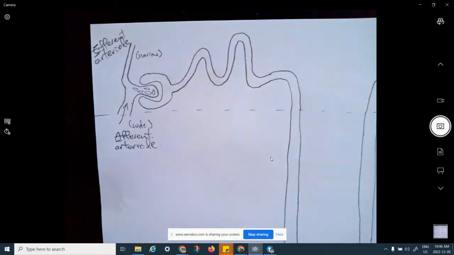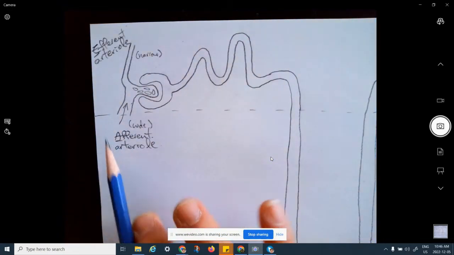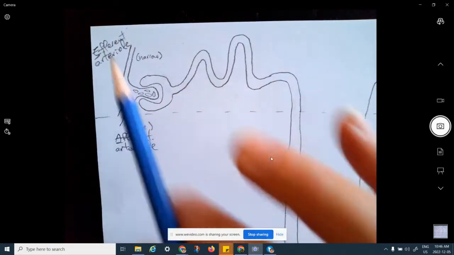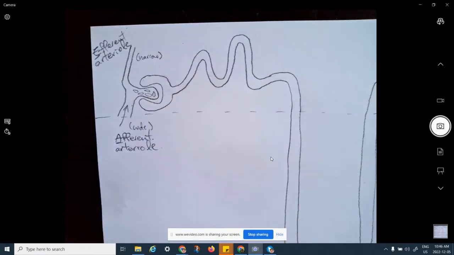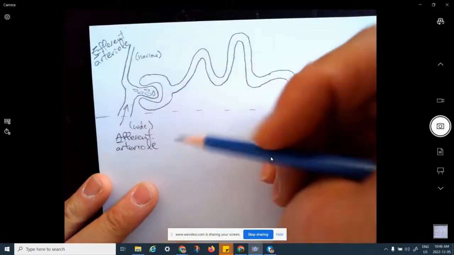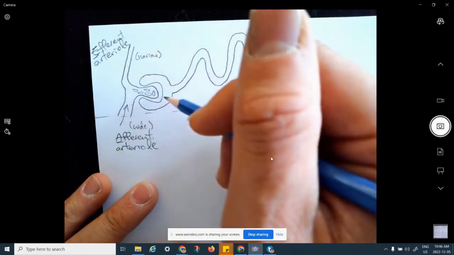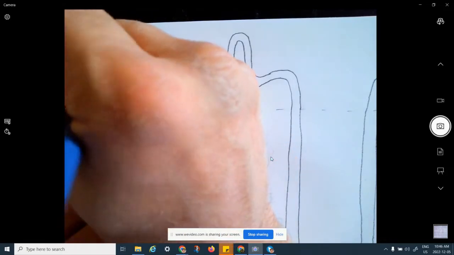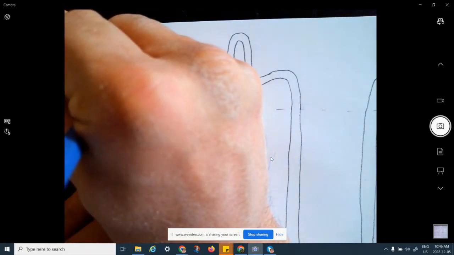A couple of ways for you to remember that. You can do A before E, so afferent, efferent. Or you can think of E as exit, so that's where blood exits. And this part here, this blob with some kind of holes in it, that is the glomerulus.